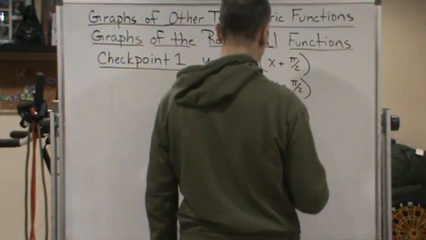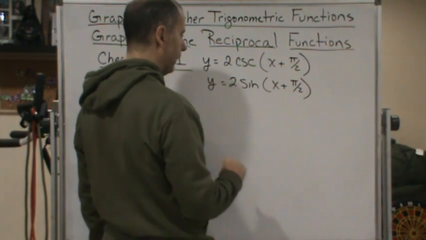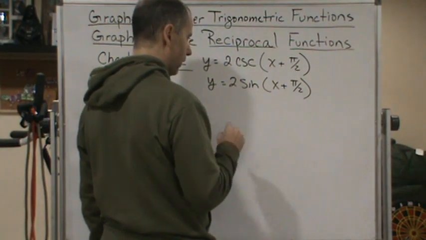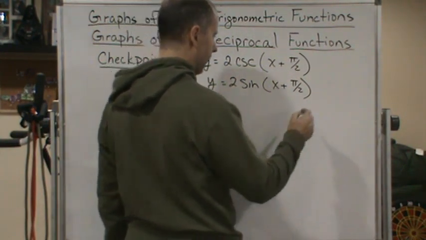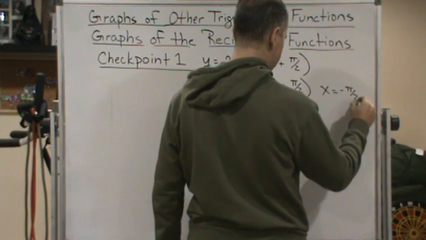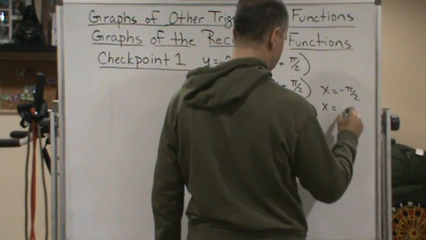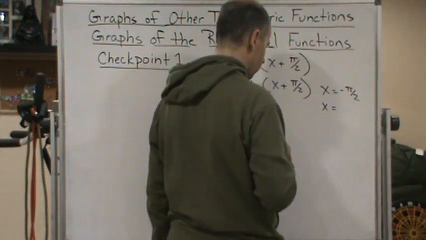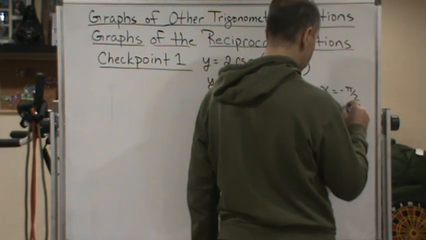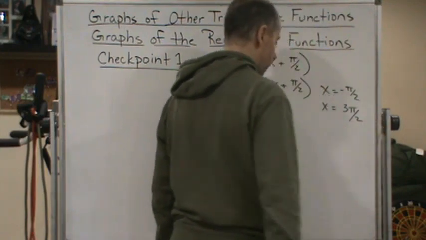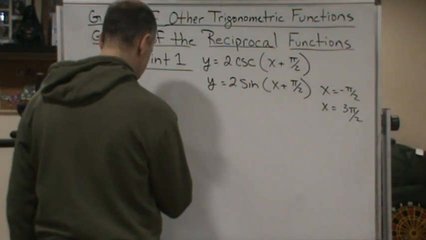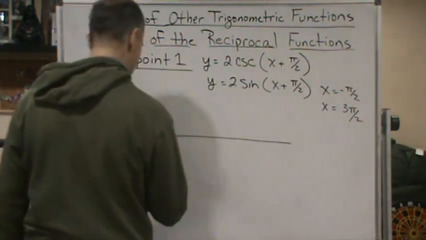Okay, so again, the period is going to be 2 pi. Where the period is 2 pi, so where is this going to start and begin? So this is going to be x equals negative pi over 2 to x equals 3 pi over 2. Okay, so let's sketch this graph.